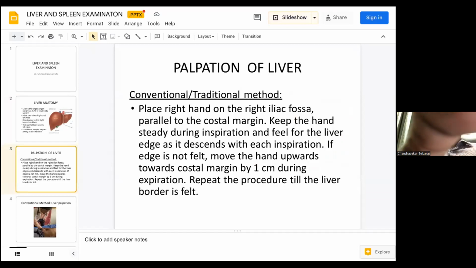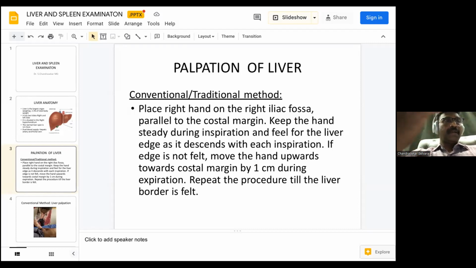The liver can be palpated by 5 different methods. It's very simple, only 5 different methods, very simple things. I'll show you one by one. The conventional and traditional method is what we do.